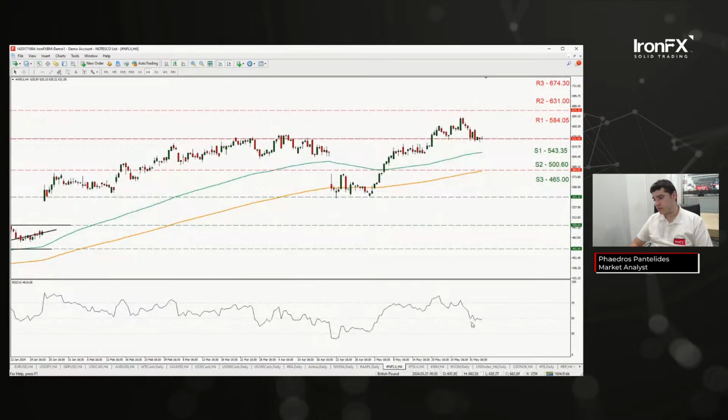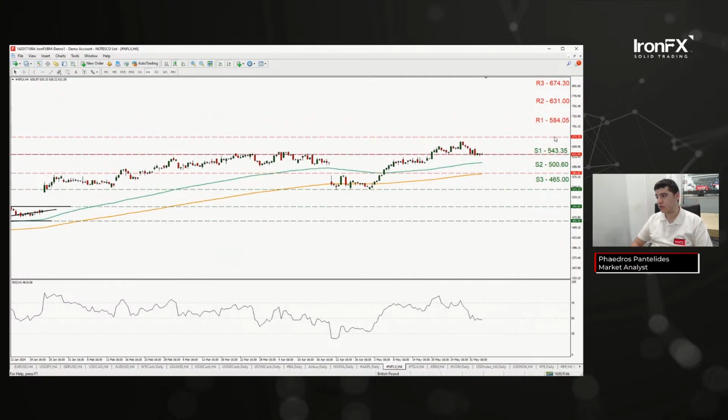So, despite, actually the issue with the RSI is that it's dipping below 50. If it does make a clear break below S1 of 631, we would switch to a bearish outlook down to 584.05. If it bounces off and moves higher, we would switch to a bullish outlook taking S1 at R1 at 674.30.